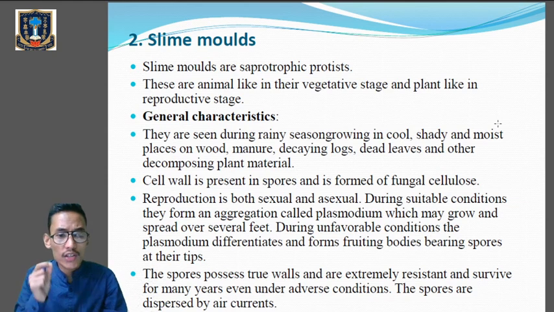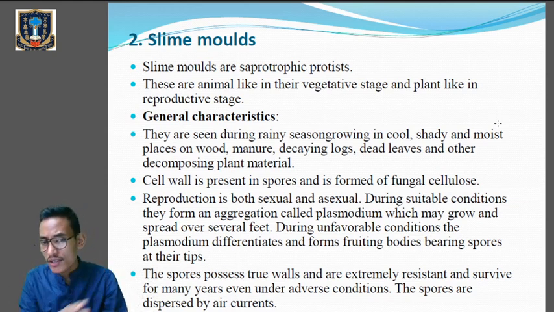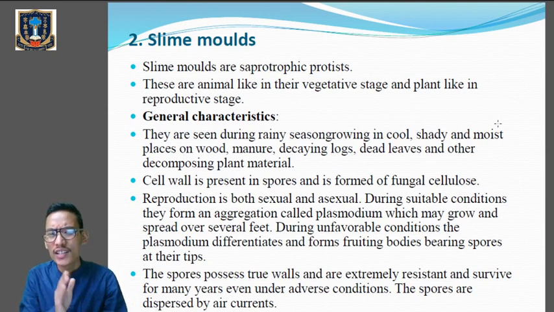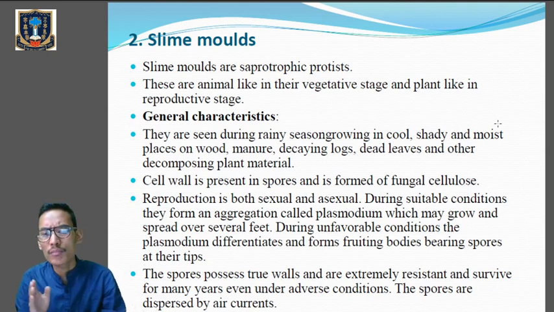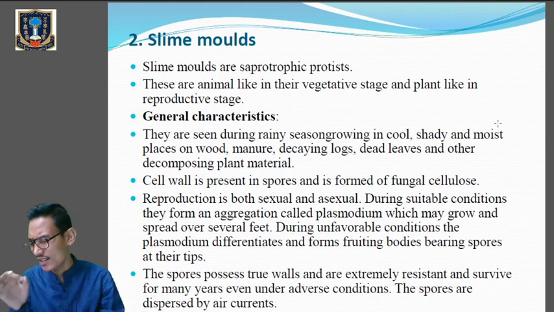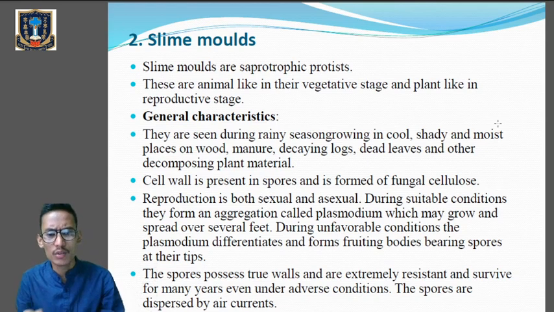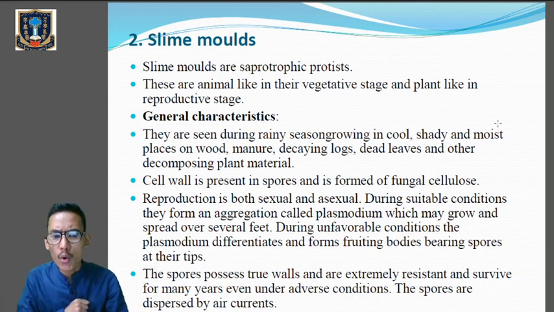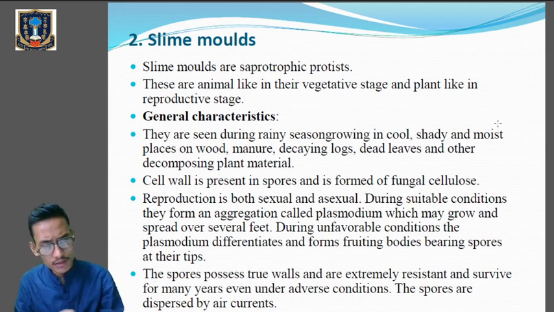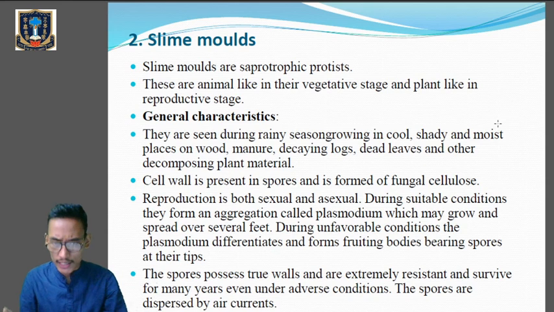So write down the general characteristics of slime molds. They are seen during the rainy seasons, growing in cool, shady and moist places on wood, manure, decaying logs, dead leaves and other decomposing plant materials. There is no tough thing over here, you can easily understand it. Number 2, cell wall is present in the form of spores, which is formed of fungal cellulose. Reproduction is both sexual and asexual.